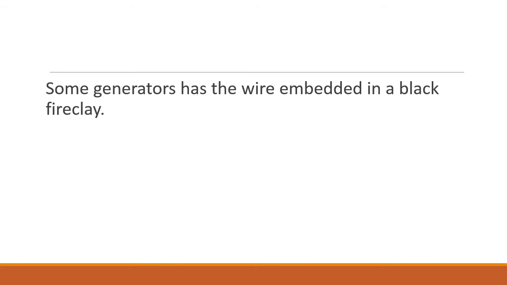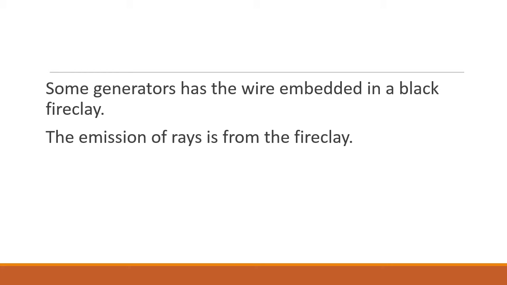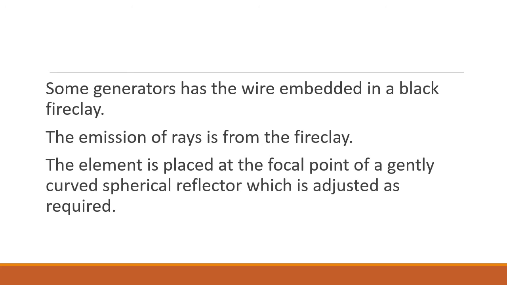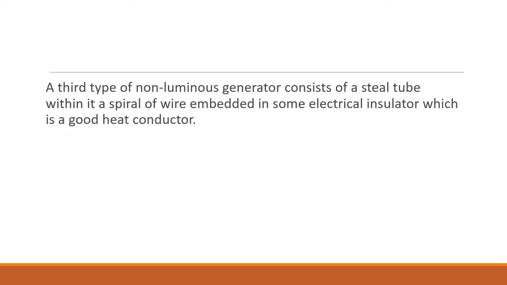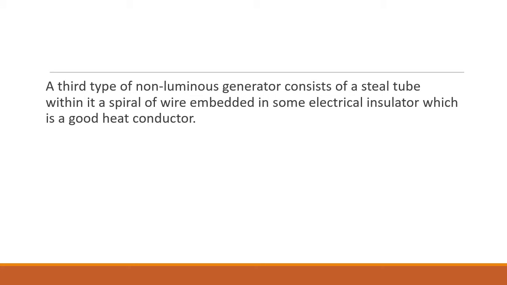Some generators have the wire embedded in a black fire clay. The emission of rays is from the fire clay. The element is placed at the focal point of a gently curved parabolic reflector, which is adjusted as required. A third type of non-luminous generator consists of a steel tube, within it a spiral of wire embedded in some electrical insulator, which is a good heat conductor.